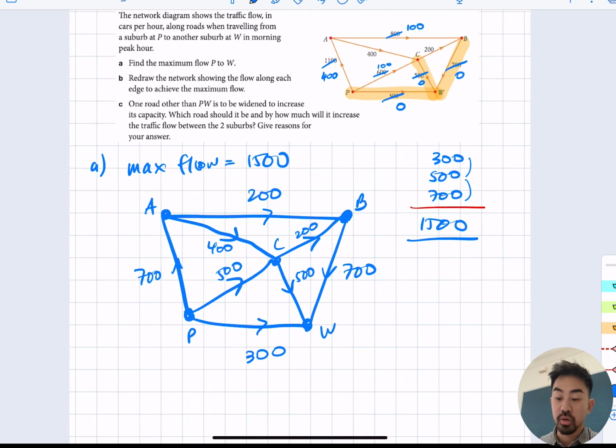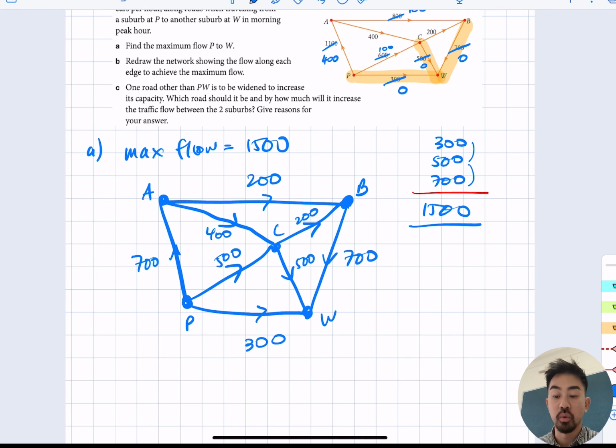All right, let's do the last question, C. This one kind of gets a lot of kids. One road other than PW is to be widened to increase its capacity. Which road should it be and how much will it increase the traffic flow between the two suburbs? Give reasons for your answer.